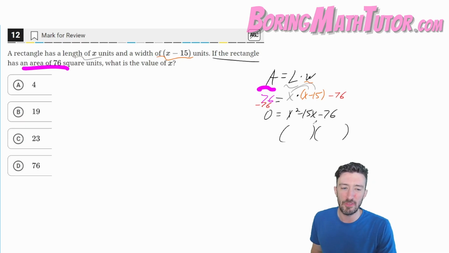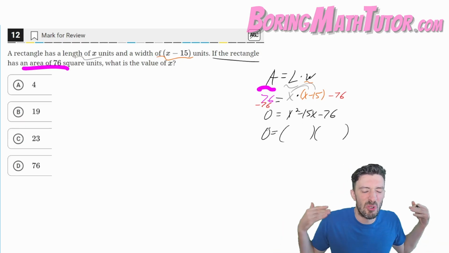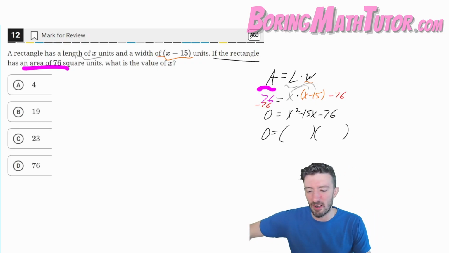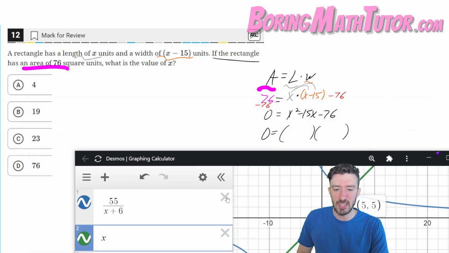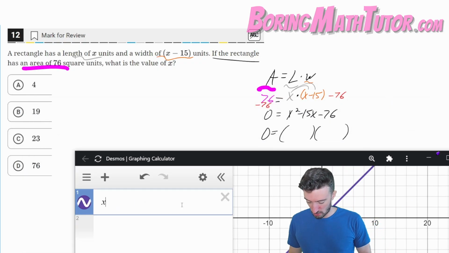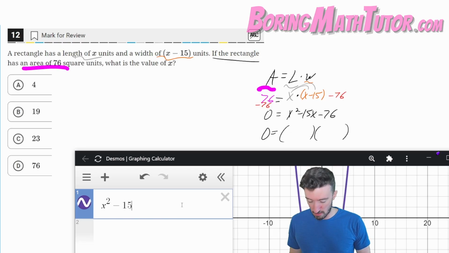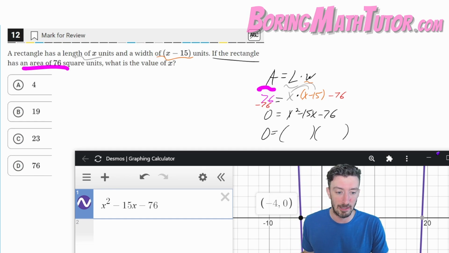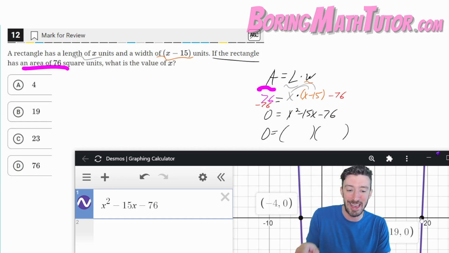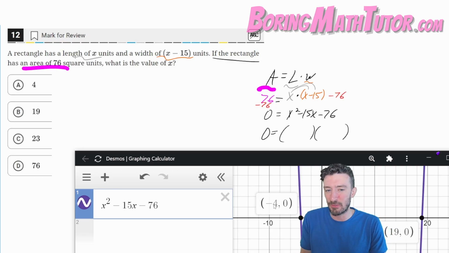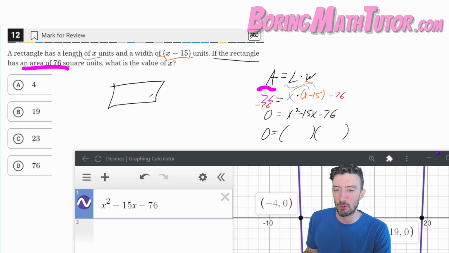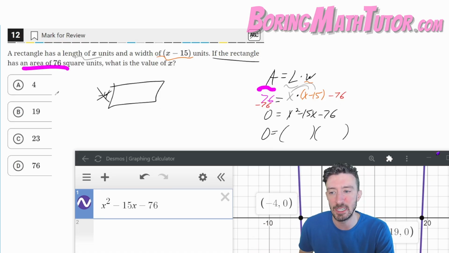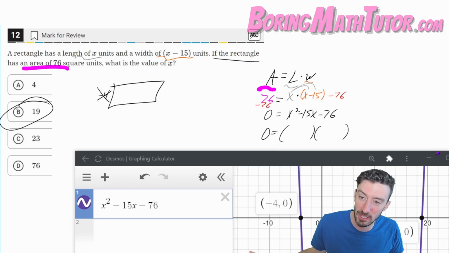Okay, but now I need to factor this. Ew, gross. 76, such a big number. I don't even want to do it. This stinks. How about I just use my Desmos? x squared minus 15x minus 76. And I want to know where it equals 0, so that means I just take a peek on the x-axis. And you might notice -4. Wait a second, that wouldn't have made any sense if we would have had a rectangle. -4 can't be the length, so only 19 makes sense. It's also the only answer in the answer choices.